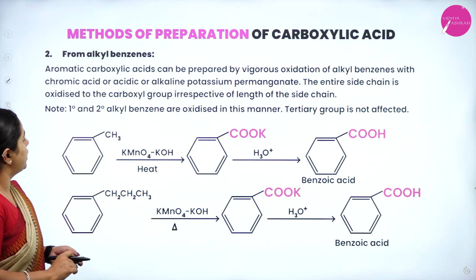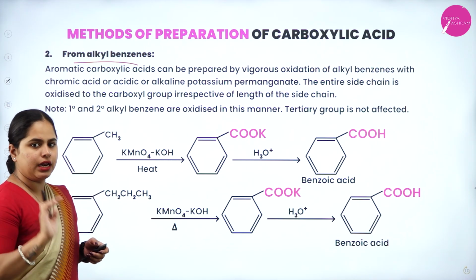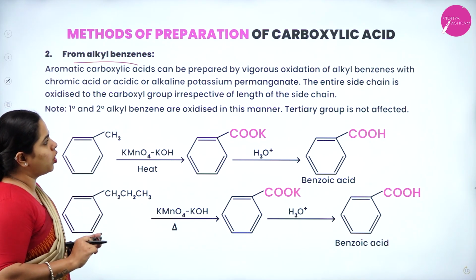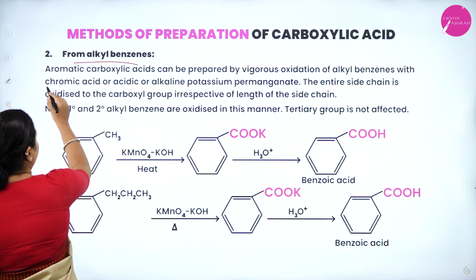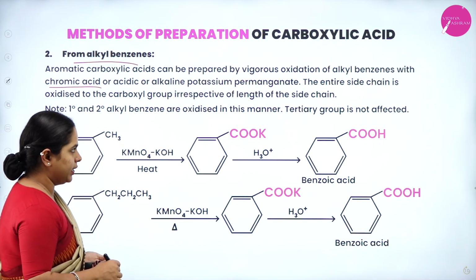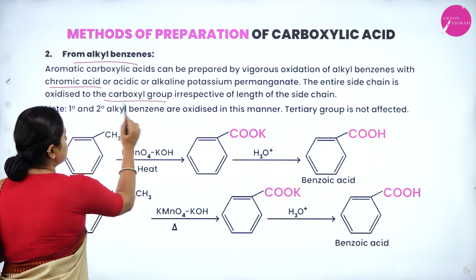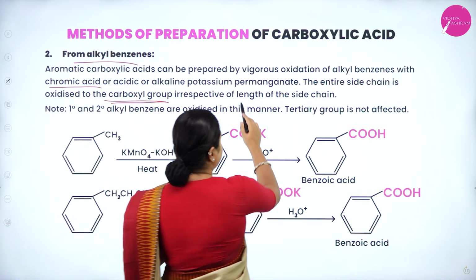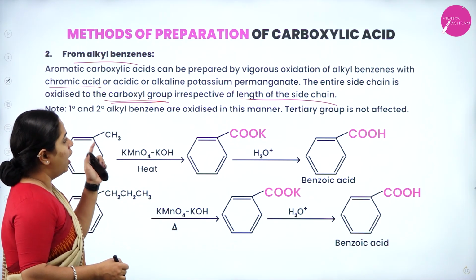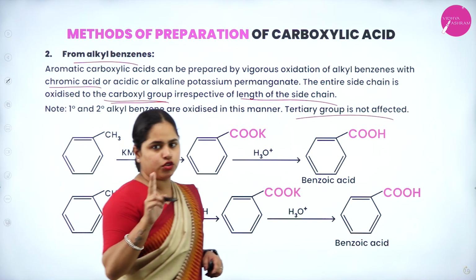Clear? Now moving on to the next one, from alkyl benzene. On benzene you have an alkyl group which is present. Aromatic carboxylic acids can be prepared by vigorous oxidation of alkyl benzenes with chromic acid, that is CrO3, or acidic or alkaline potassium permanganate, KMnO4. The entire side chain is oxidized to the carboxyl group irrespective of the length of the side chain. Primary and secondary alkyl benzenes are oxidized in this manner. Tertiary is not affected.